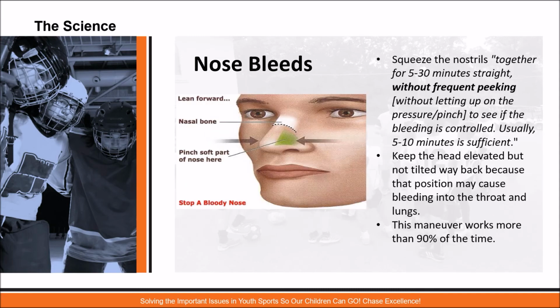Nosebleeds. Nosebleeds are usually resolved by simply holding the pressure on the nose as shown in the image and not frequently peeking at it. In other words, don't let up the pressure. Keep the pinch there until the bleeding is completely controlled. Keep the head elevated but not tilted way back, because that position may cause bleeding into the throat and the lungs.